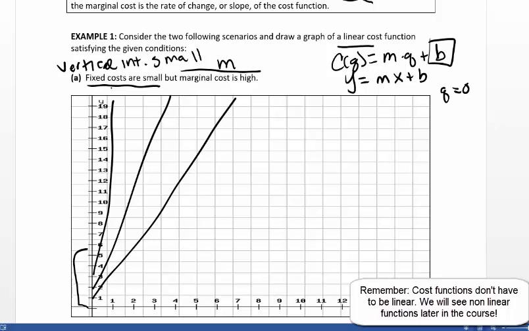So any of those would be fine, but the idea is that our fixed cost crosses through the vertical axis really low, and that the slope of the line is pretty large, which means it should be at least more than what you would get if you had a slope of 1. Let's look at another scenario and see if we can draw it.